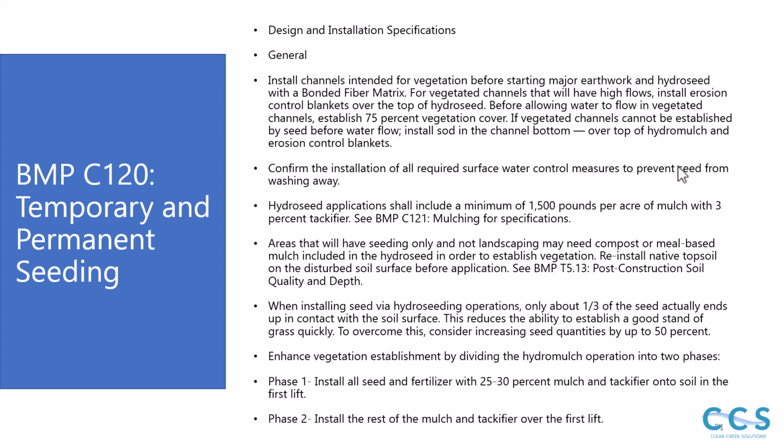When installing seed via hydroseeding operations, only about a third of the seed actually ends up in contact with the soil surface. This reduces the ability to establish a good stand of grass quickly. To overcome this, consider increasing seed quantities by up to 50%. Enhance vegetation establishment by dividing the hydromulch operations into two phases. Phase 1, install all seed and fertilizer with 25 to 30% mulch and tackifier onto soil in the first lift. And then Phase 2, install the rest of the mulch and the tackifier over the first lift.